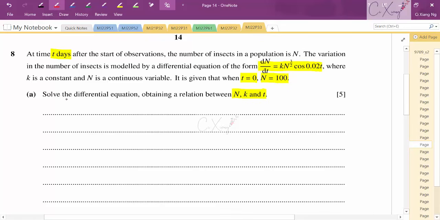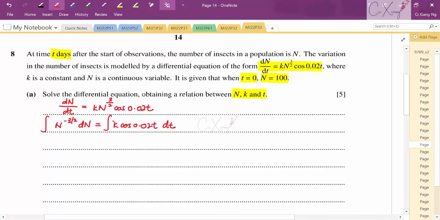Alright, so for this question, before we can solve the differential equation, the very first step we need to do is to separate the variable n and the variable t to each side. So for me, I will move the n to the left. When I move the n to the left, I'm having n power negative 3 over 2 with the dn, and I keep the k and also the cos on the right hand side. And you can see that now I'm having clearly all the variable n on the left and all the variable t on the right.